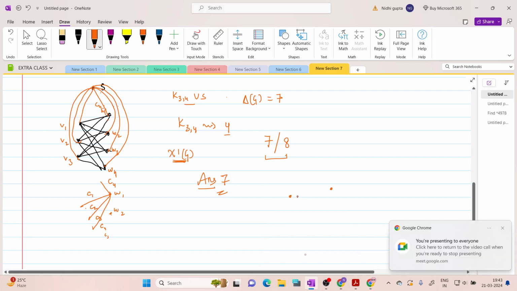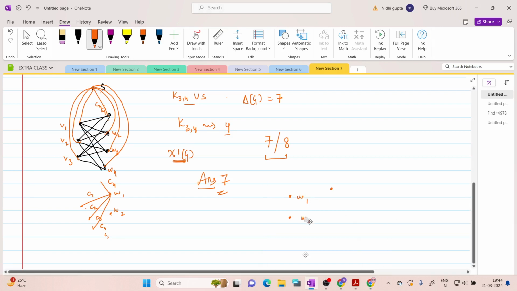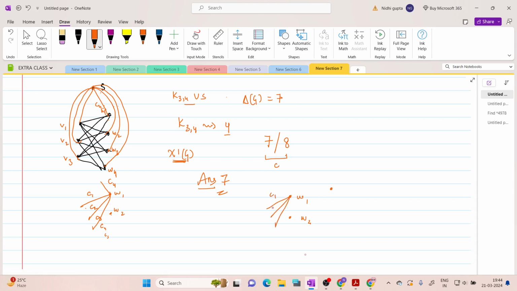But how can we? See, she was pointing out, suppose you are giving... we run into trouble like this. If this is W1, this is W2. Suppose W1 is giving colors C1, C2, C3. I have colored this K34 with C1, C2, C3 and C4. Now for W1 I have four options: I can give it C4, C5, C6, C7. Suppose I give it C4. Now for W2 also there are three colors.